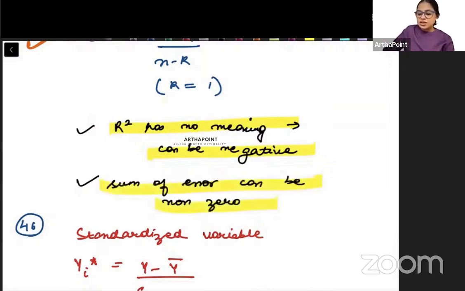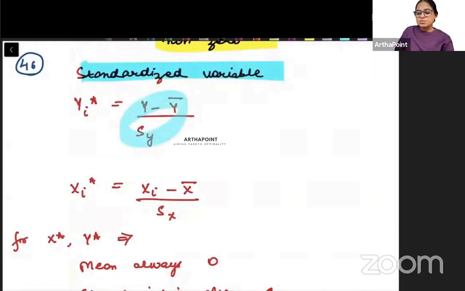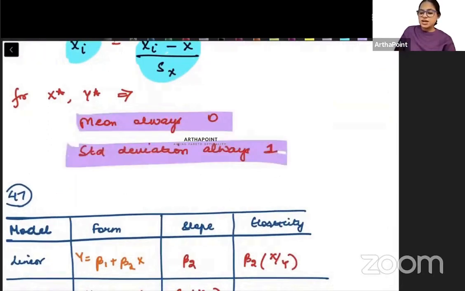And it may happen कि अगर हम error का sum निकालें, it can be non zero. जरूरी नहीं है वो zero होगा, it can be non zero also. Now let's talk about standardized variable. अगर हम किसी भी variable से mean subtract करेंगे and we will divide by standard deviation, we will get a standardized variable. Subtract mean, divide by standard deviation, get the standardized variable. The mean of a standardized variable is always 0 and the standard deviation of a standardized variable is always 1.